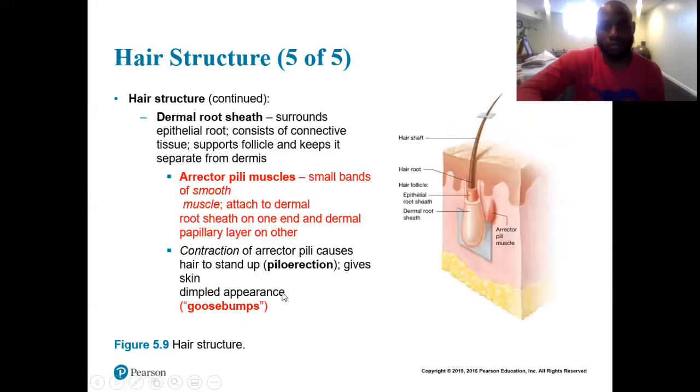You also have these erector pili muscles. Small bands of smooth muscle attached to the dermal root sheath on one end and the dermal papillae layer on the other, they sort of anchor the hair. But contraction of this pili muscle gives you what we call goosebumps. So it's a little muscle associated there. It helps support the follicle down here in the dermal root sheath.